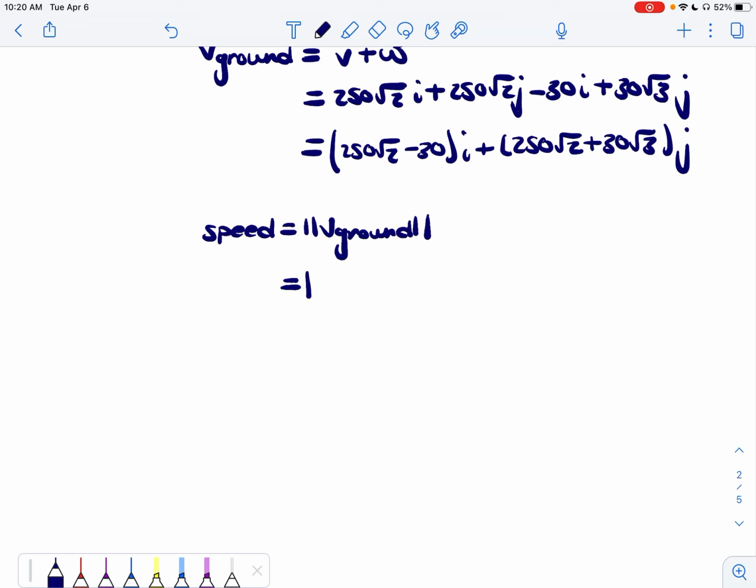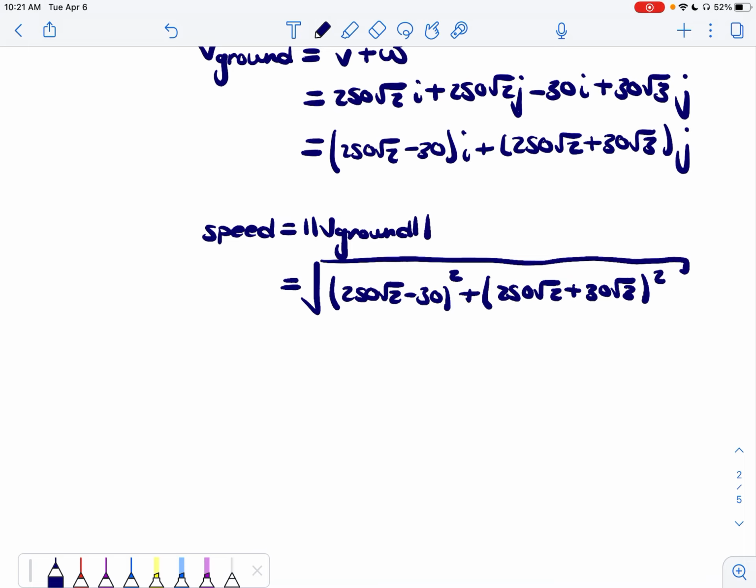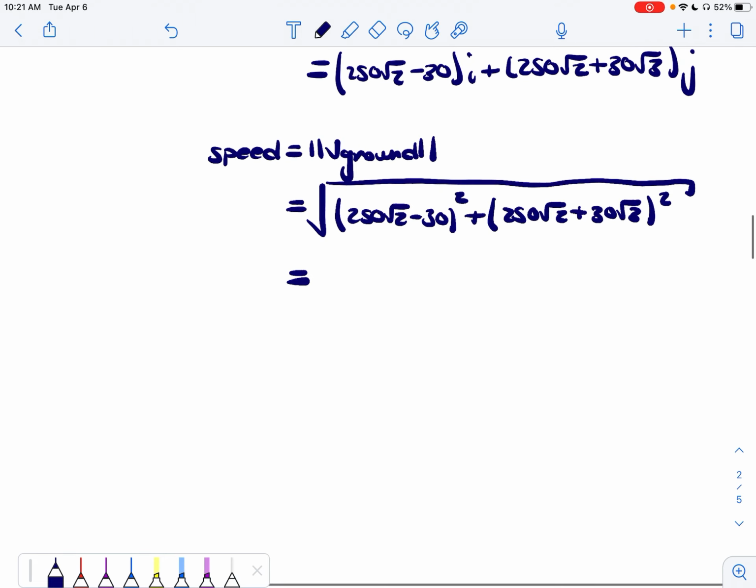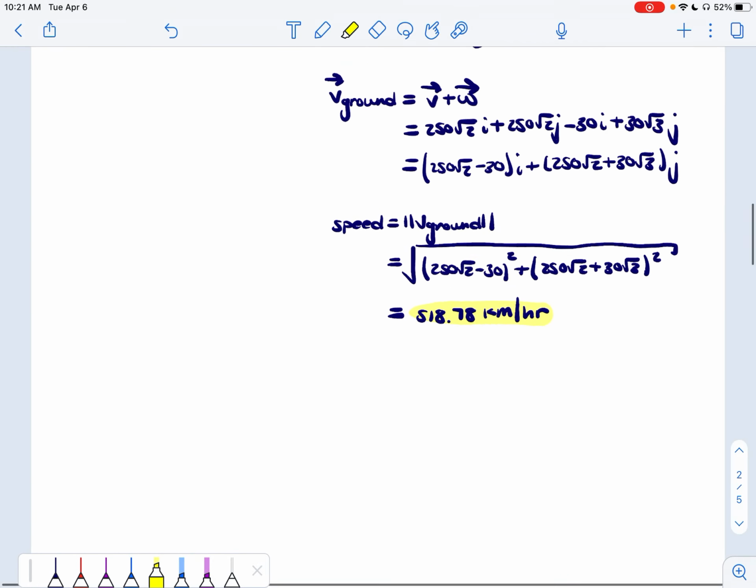Okay, so magnitude of a vector is just the Pythagorean theorem. So we're going to have the square root of our i component squared plus our j component squared. All right, and if we plug that into the calculator, we are going to get an overall speed of 518.78 kilometers per hour. So that is our speed.